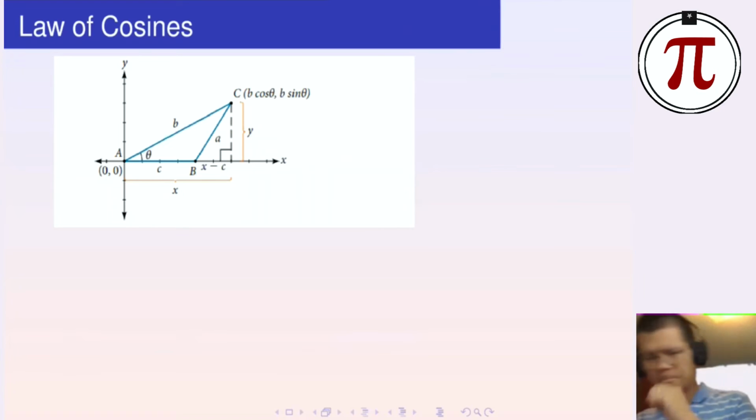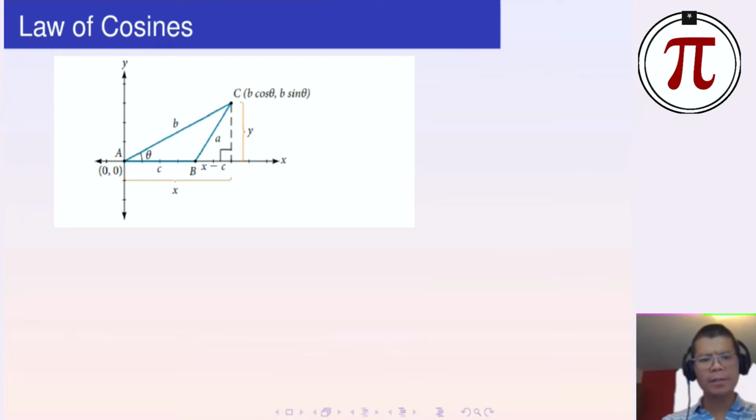Consider this one. This is a triangle in the standard position. Well, it's not in the xy coordinates, right? So A is at the origin. C is at the point (b cosine theta, b sine theta), right? So now if we consider this small triangle in red, what do we have? This is a right triangle, correct?